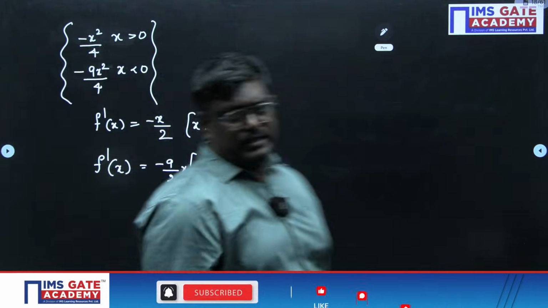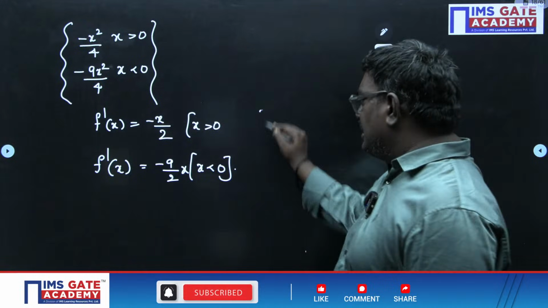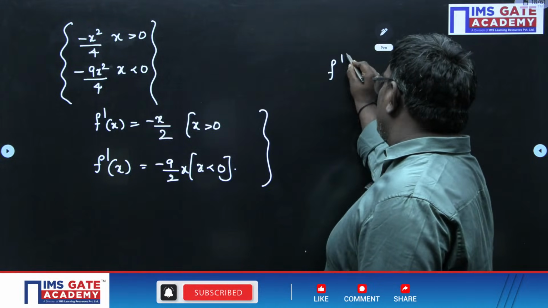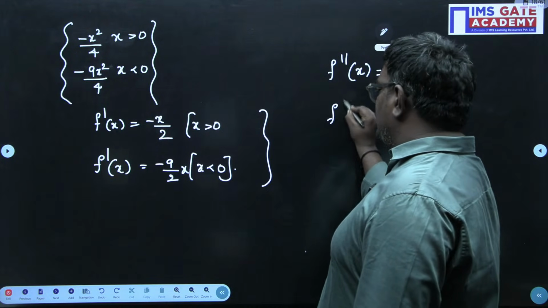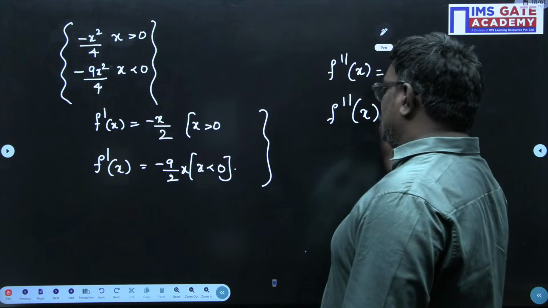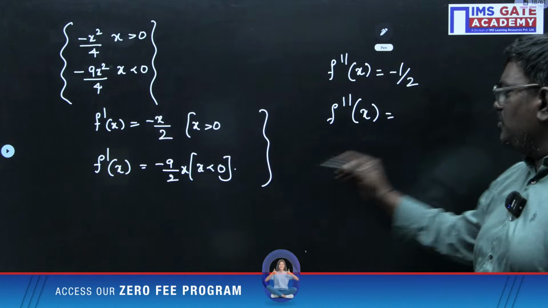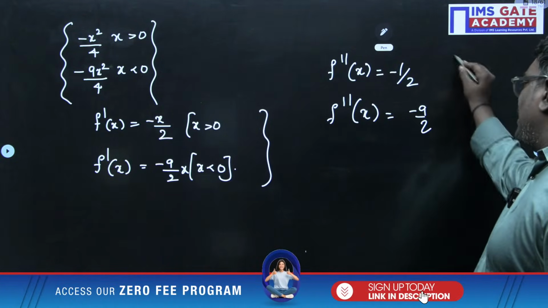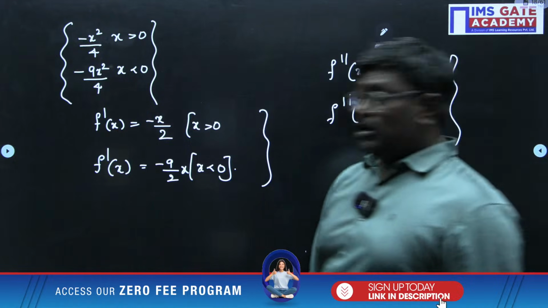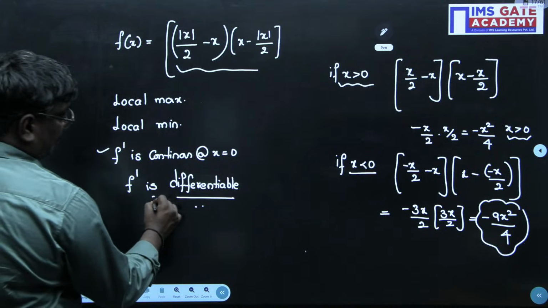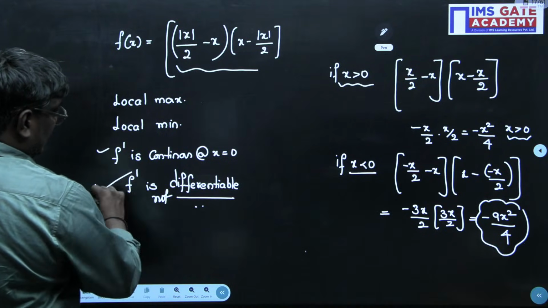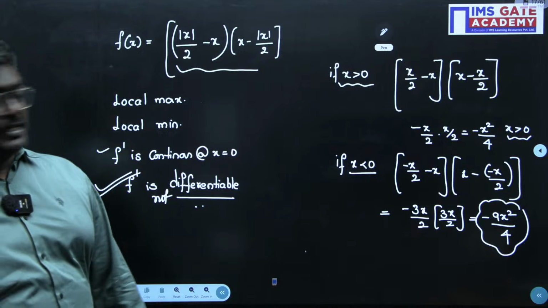Now we have to find out the double derivative also. F double dash of x is minus 1 by 2 and f double dash of x here is minus 9 by 2. But both the values are not equal. So you can say that f dash is not differentiable. Actually, they have given the answer as f dash not differentiable. So this is also correct.